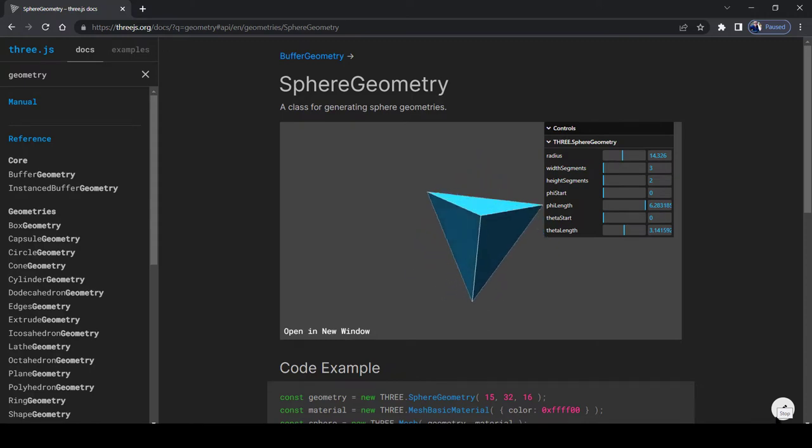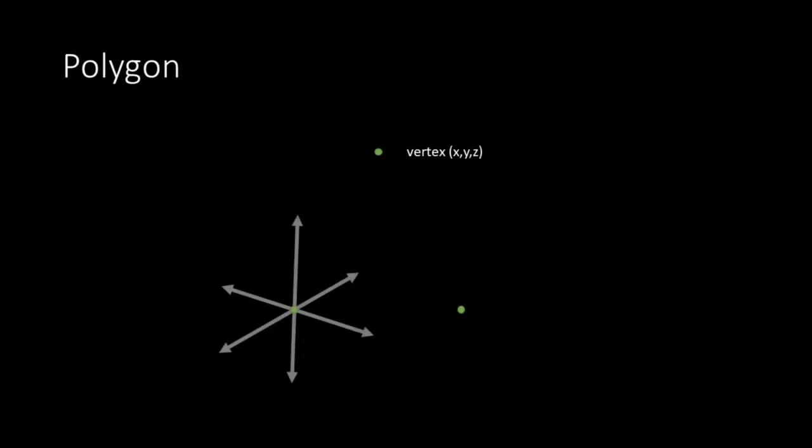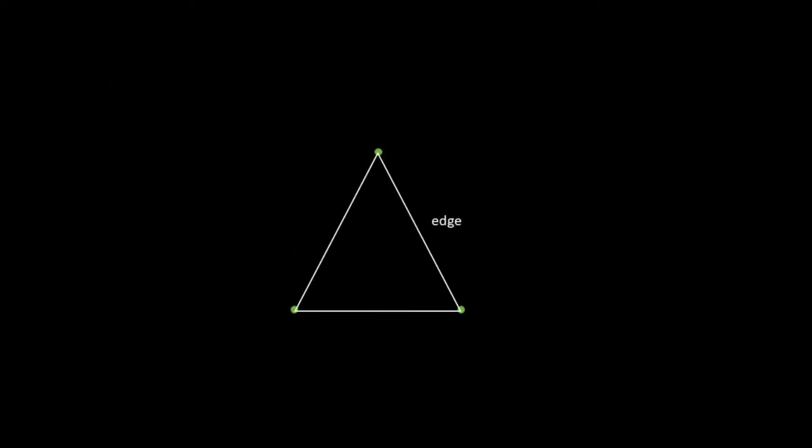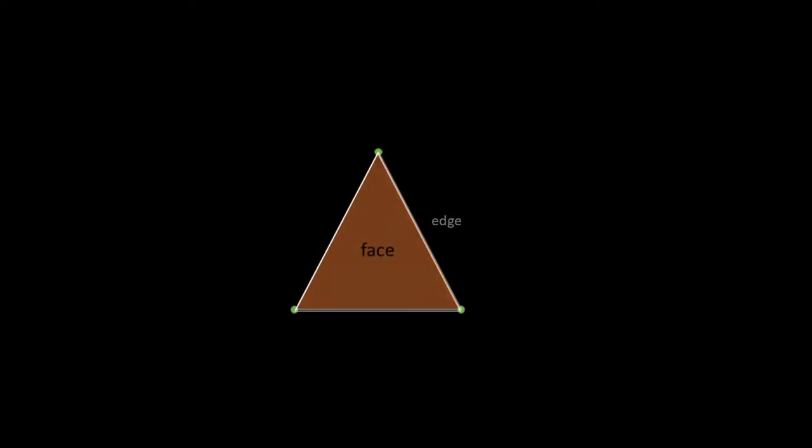In Three.js and a lot of other 3D environments, geometries are based on polygons. A polygon consists of vertices, edges, and a face. A vertex is no more than a point in space, so it's defined by its x, y, and z positions. The lines that connect vertices are called the edges. And here we see that our three vertices and edges form a wireframe. And the wireframe is the mathematical representation of the 3D object. The space inside the edges is the face.